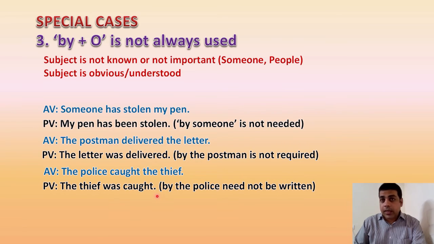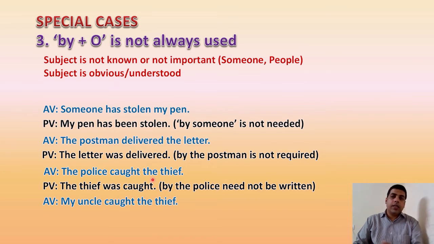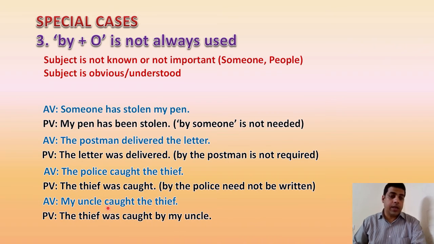But in some cases, if the thief is caught by somebody else, then what happens? Let us say last night some thief came and stole something from my home. And next morning, somehow, by using his intelligence, my uncle was able to catch the thief. In that case, my uncle caught the thief. It is unusual. In that case, what do we have to do? We have to use by plus object compulsorily. Because the subject who performed the duty was not supposed to be obvious. It was something very different: caught by my uncle.